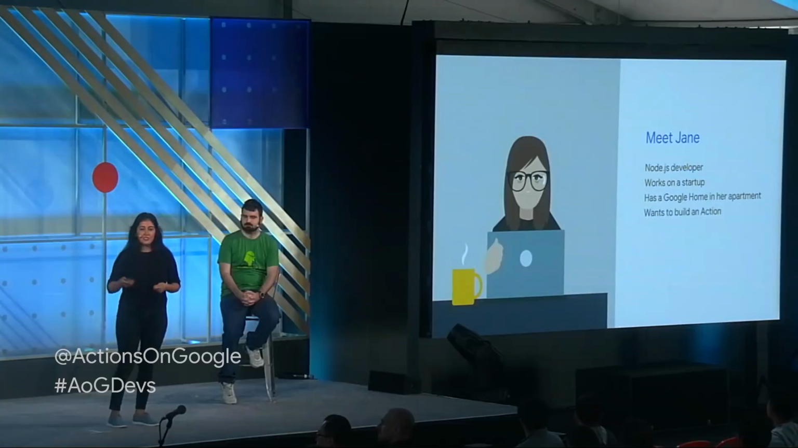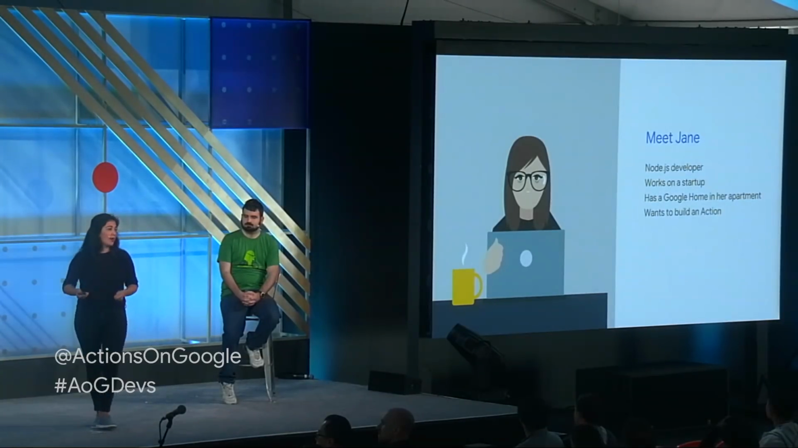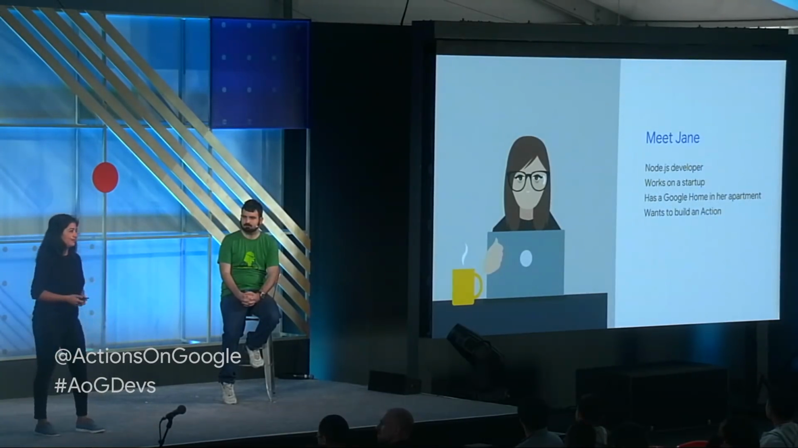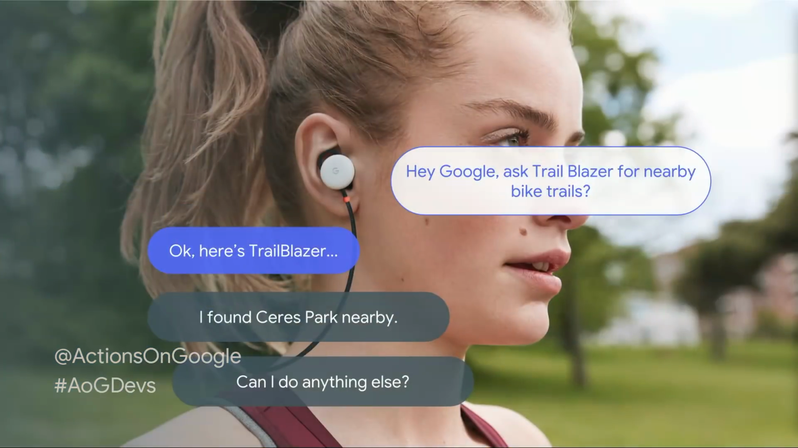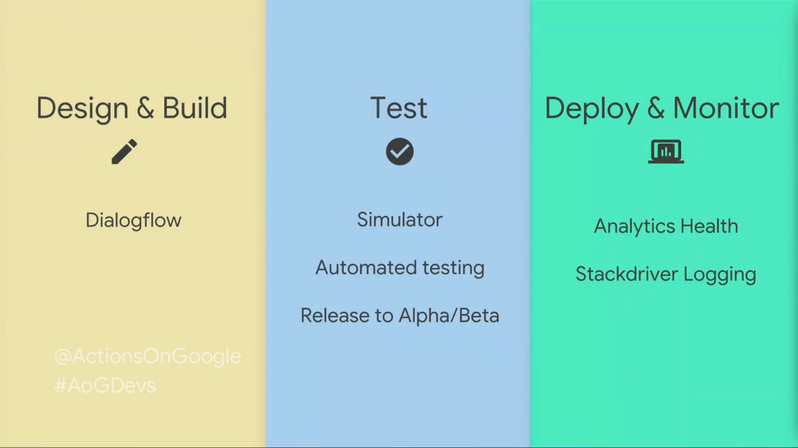Our journey today starts with Jane. Jane is a Node.js developer. She works at a startup, and she wants to build her own action. Her action is called Trailblazer, and Trailblazer will return nearby bike trails for a given user location. So together, we'll start our journey designing and building Trailblazer with Dialogflow.